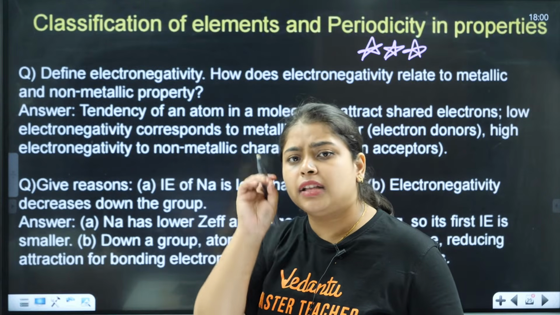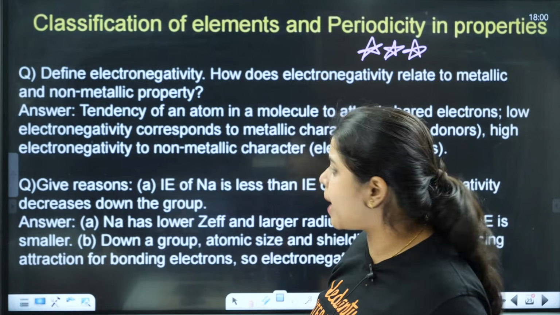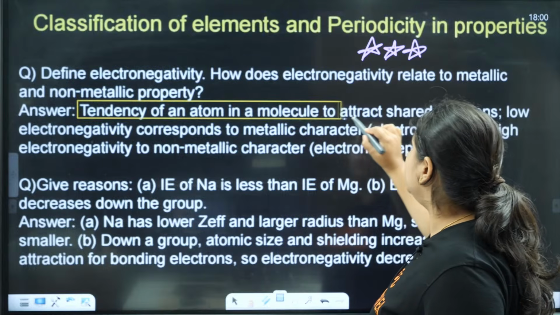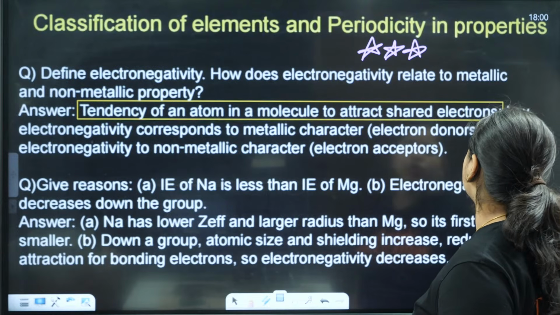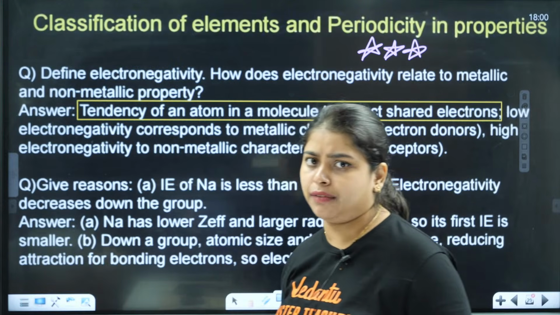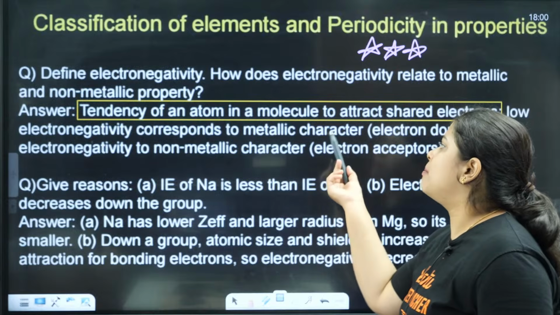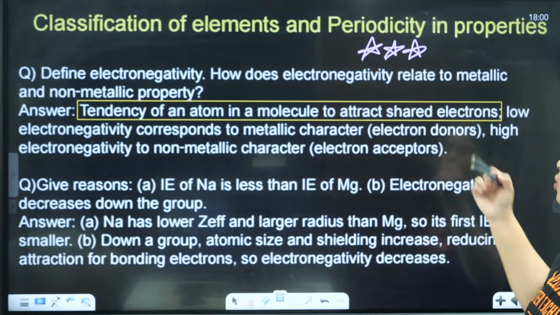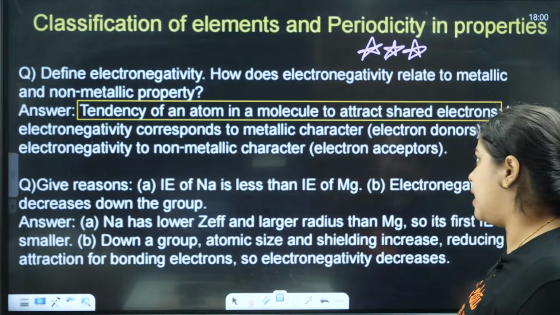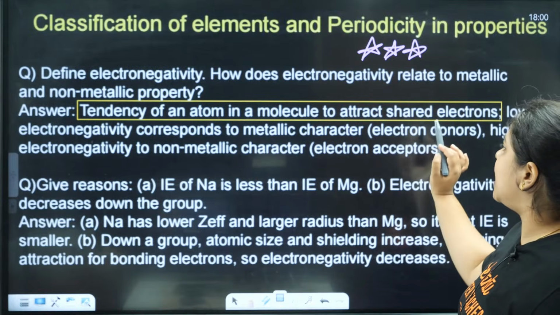Electronegativity, just note it down and go ahead, because it is a question that has been asked many times. Okay, next: the tendency of an atom in a molecule to attract shared electrons. A low electronegativity corresponds to the metallic character, that is electron donors, and high electronegativity to non-metallic character, that is called what? Electron acceptor. Electron acceptor and electron donor.